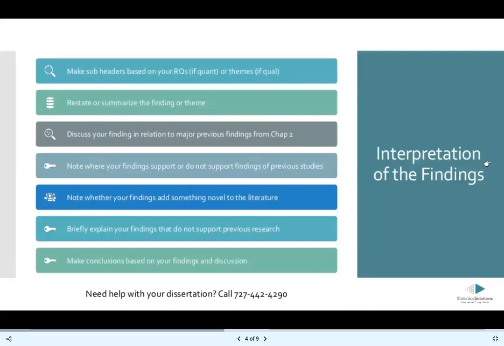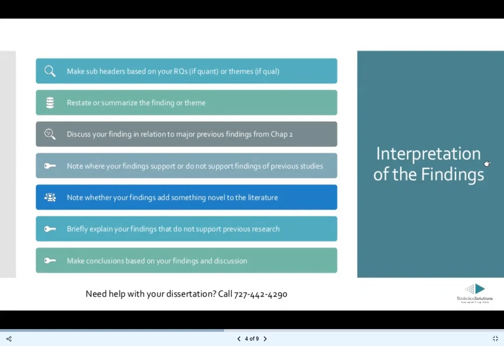previous literature. To organize this section, it can be helpful for both you as a writer and the reader to use subheadings, subsections, and headers. So if you are working on a quantitative study, you can make these headers based on your research question.